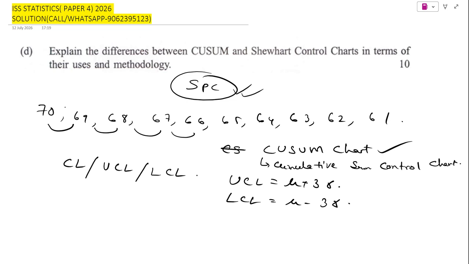Okay, so CUSUM and EWMA, that is the exponentially weighted moving average charts, belong to the same family. Both are designed for detecting the small shifts in the process parameters, and therefore whenever an examiner asks which charts are sensitive to the small shifts, your answer should immediately include CUSUM and EWMA.